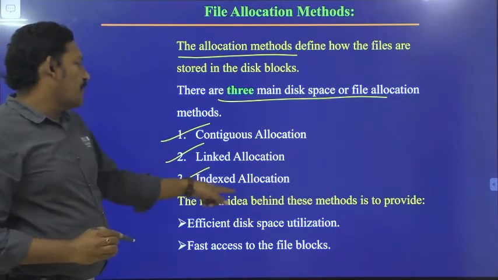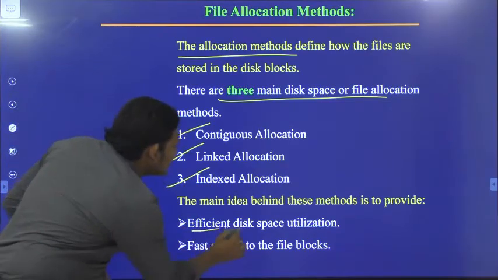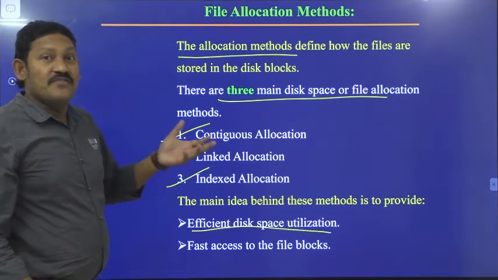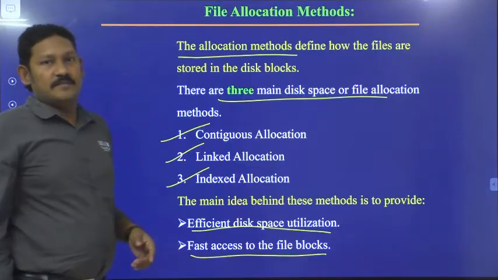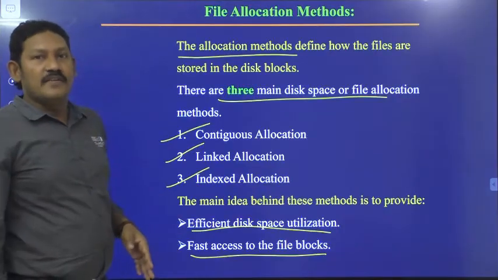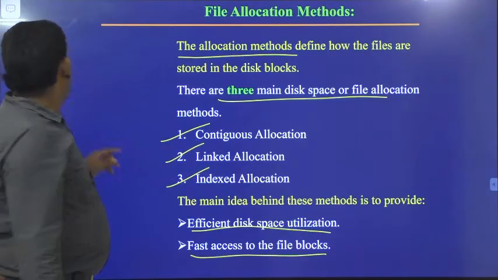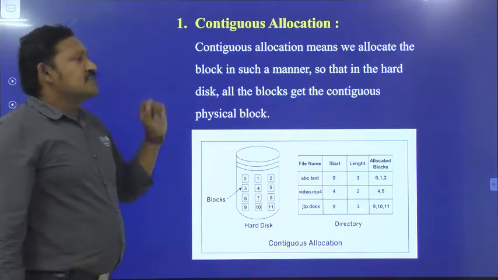They are contiguous allocation, linked allocation and indexed allocation. The main idea behind these methods is to provide efficient disk space utilization, and the other is fast access to the file blocks. We will discuss these three allocation methods with an example in detail. Coming to the first one, contiguous allocation.